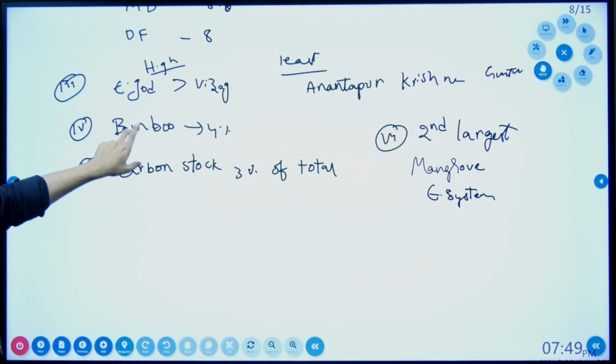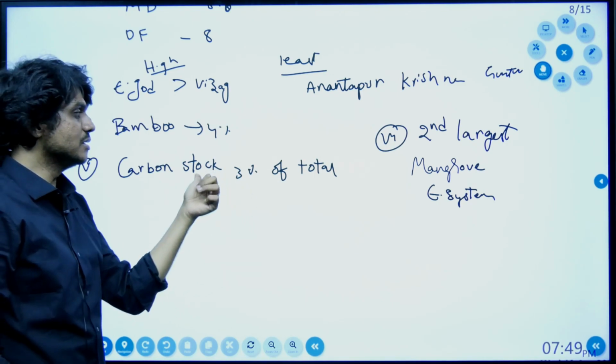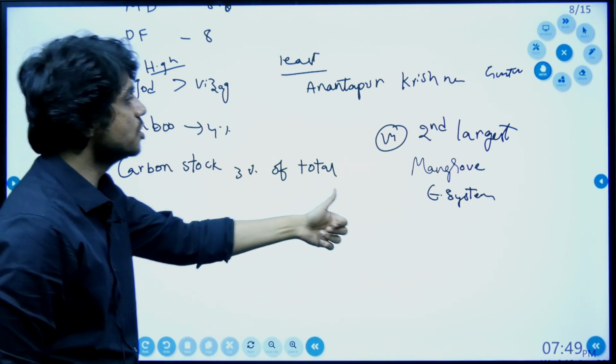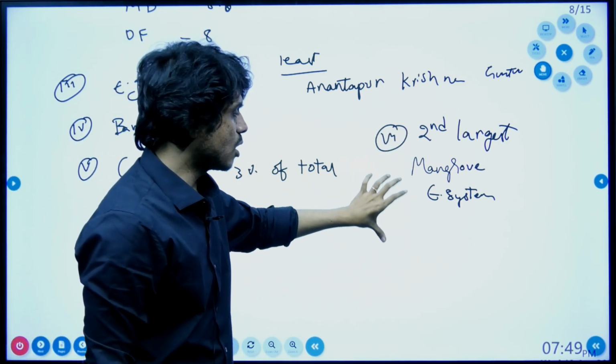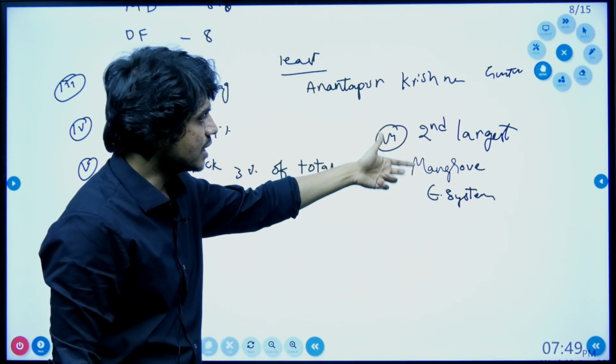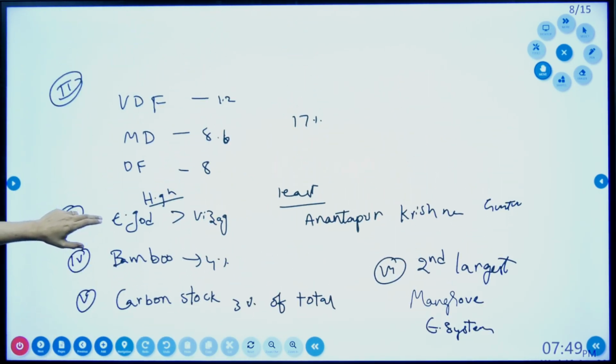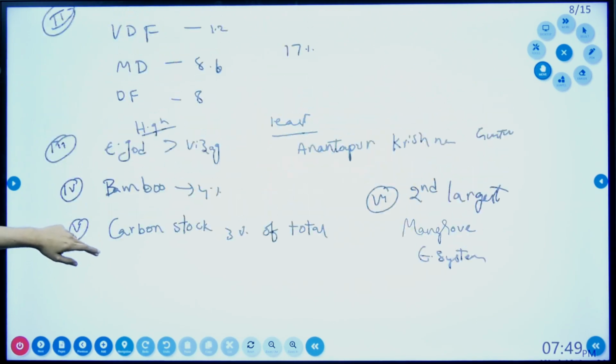In the forest, bamboo cover is also found in 4% of the area. Carbon stock, the amount of carbon found in the forest resource, is 3% of the total carbon stock found in India. And also, according to the Ministry of Forest, Andhra Pradesh has the second largest mangrove ecosystem in India. So this is the forest resource.